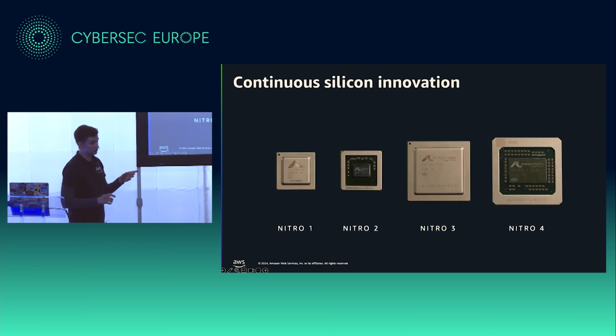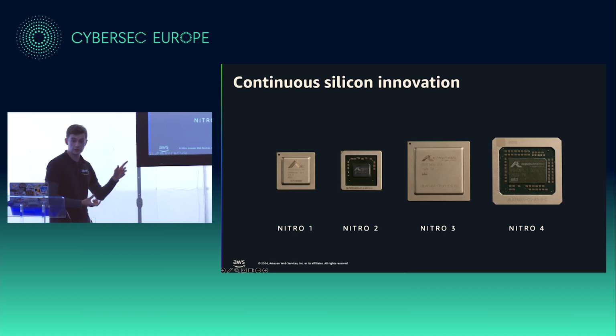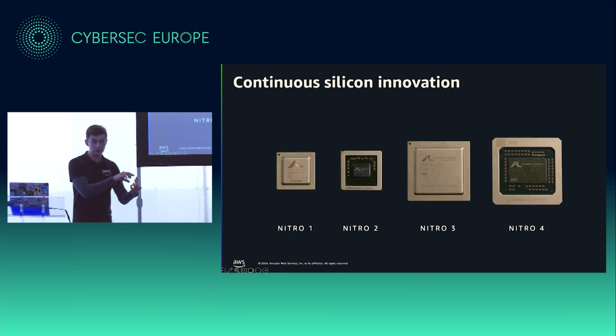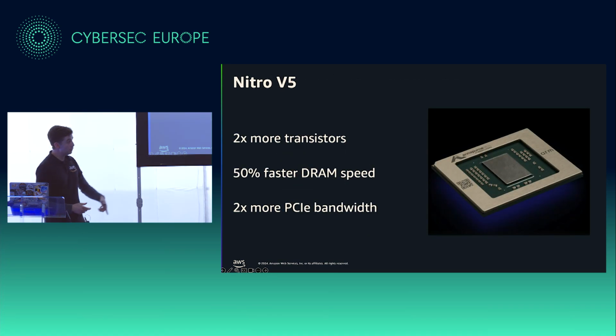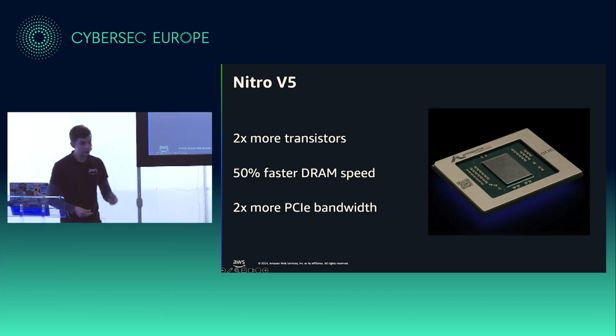And we started with Nitro 1. Now if you've used AWS before, you may have heard of our Graviton processors. These are not Graviton processors. This is the custom Nitro silicon that sits on those cards that you just saw. So we've been going through multiple generations. We've got 1, 2, 3, 4. Now on version 5. We continue to innovate. So we now have 2 times more transistors. It's faster from a memory access perspective, and there's more bandwidth.